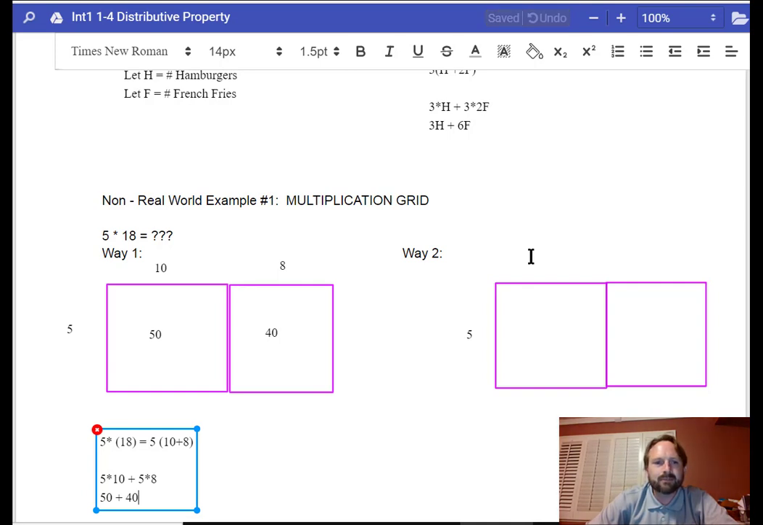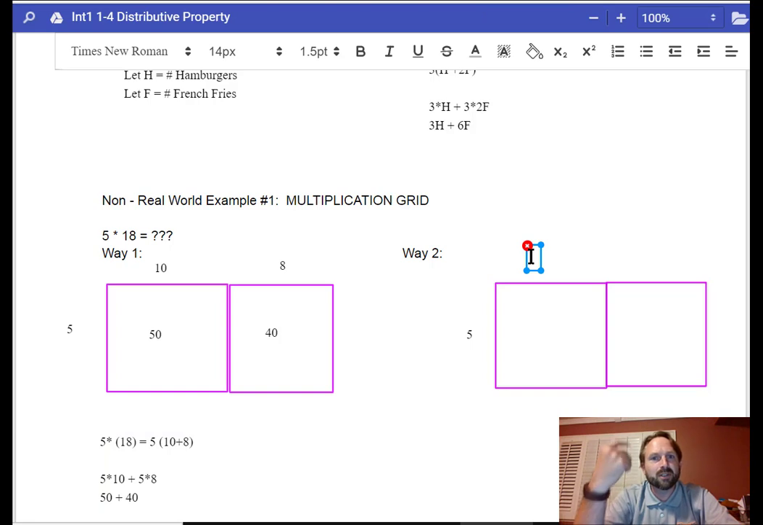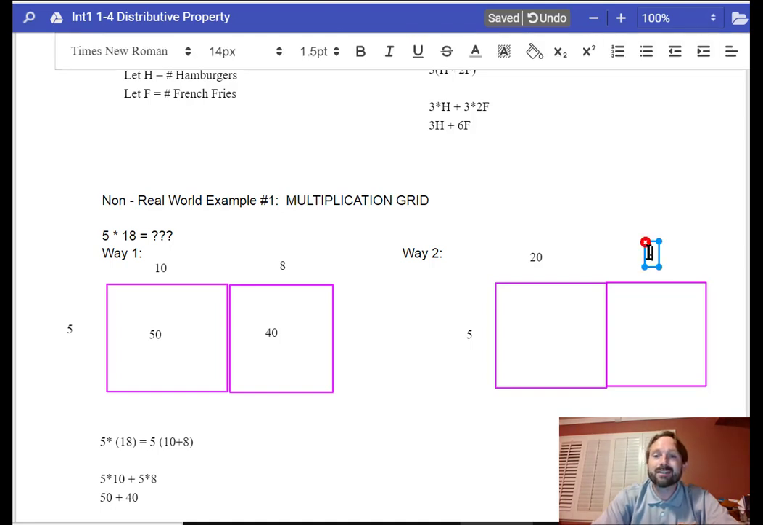Well, let's say that's kind of hard. So let's come up with another sum. 5 times 18 is too hard. So let's try to do 5 times 20. What number would get you to 18 from 20? 20 plus what? 20 plus negative 2.